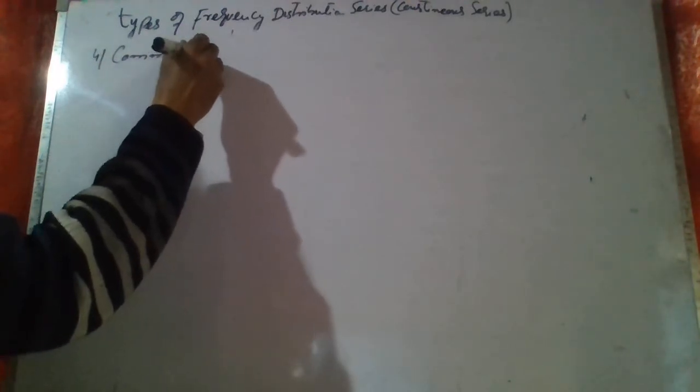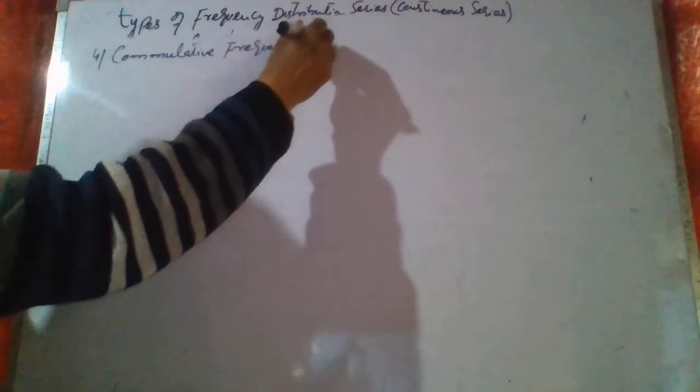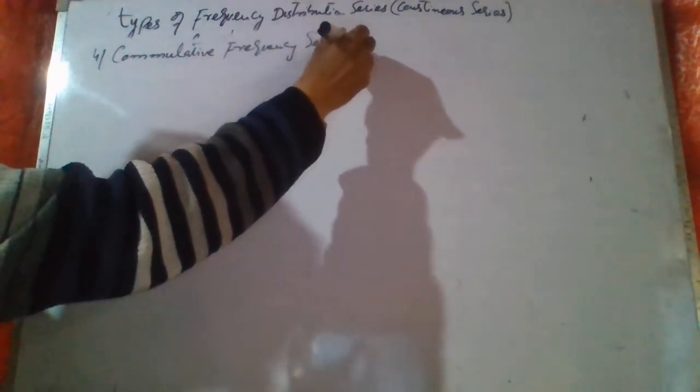The next one is the cumulative frequency series. The fourth one, cumulative frequency series. In this series we calculate the cumulative frequency for every class. It is a series in which frequencies are continuously added for each class interval to make the cumulative frequency for every class interval.